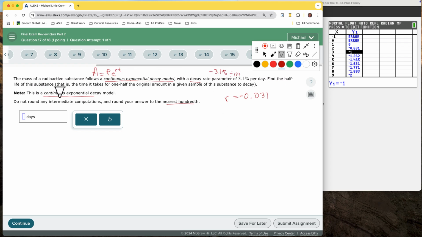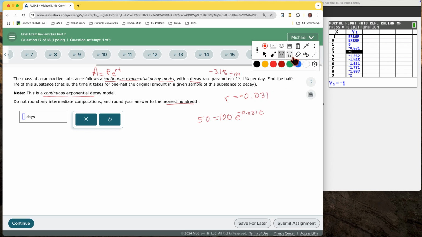Find the half-life of this substance. That is the time it takes for 1/2 of the original amount in a given sample of the substance to decay. So we know what we're looking for is t. The thing is they didn't give us P either, so whatever we start with, we could think of it as 100%. We know what the rate is, 0.031. We don't know what the time is, so we'll put our t there. But we know we're looking for when we will have half of that. Well, half of 100 is 50.